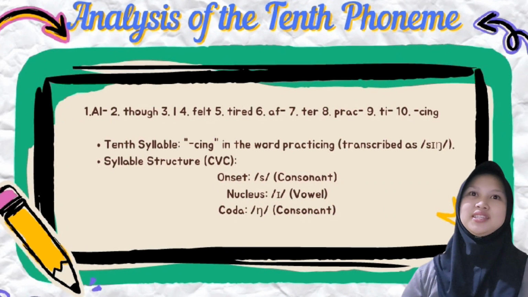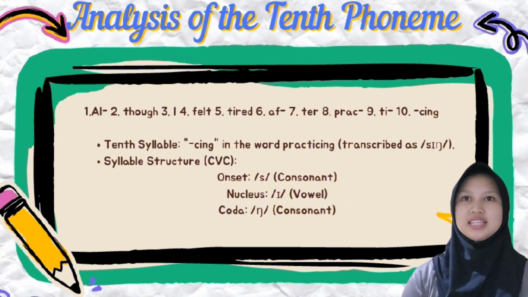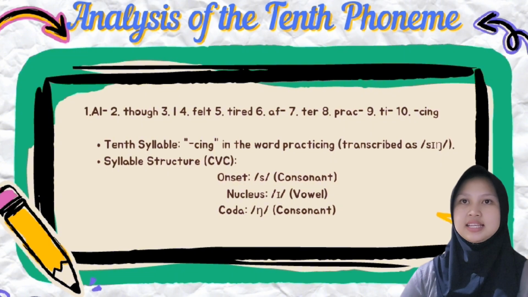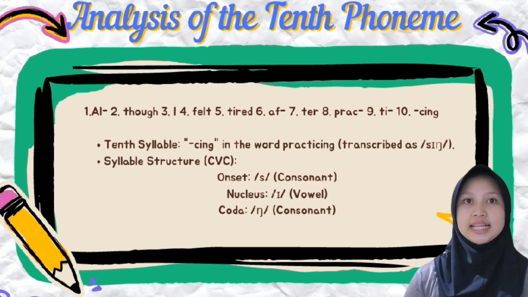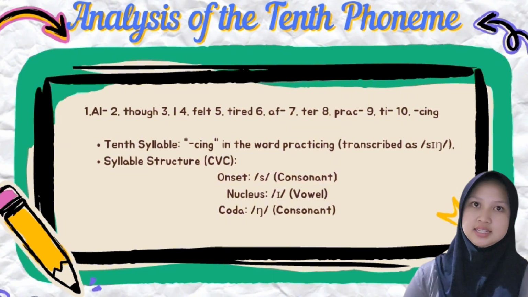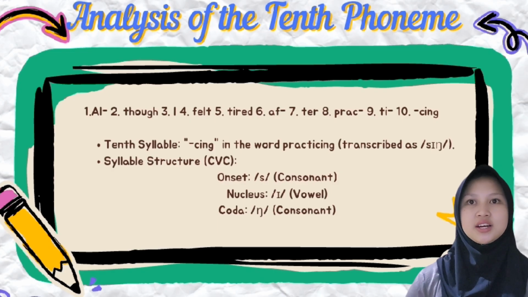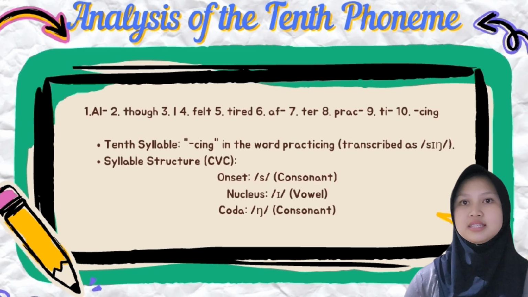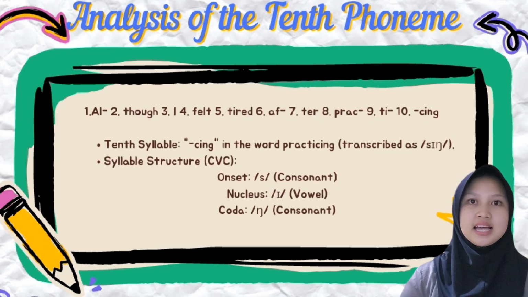And the final linguistic analysis concerns the 10th syllable in the sentence. After counting the syllables, the 10th syllable is sing from the word practicing. The syllable structure follows the CVC pattern, which stands for consonant, vowel, and consonant. The onset is S, which is the initial consonant sound, and the nucleus is I, which serves as the vowel sound and the center of the syllable. Finally, the coda is ng, which is the final consonant sound.